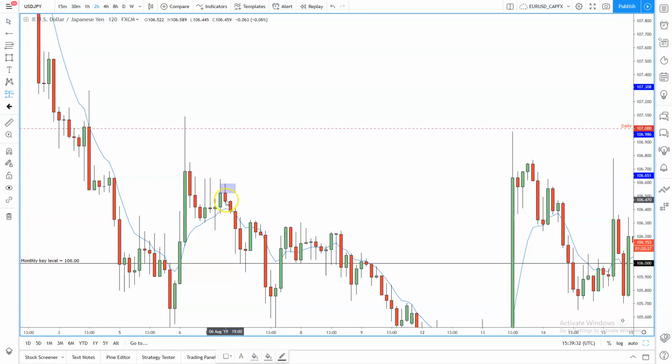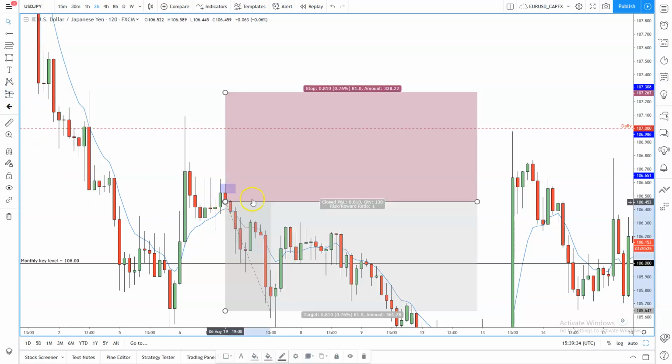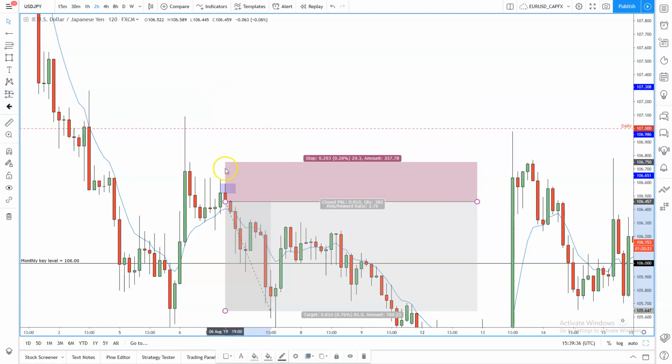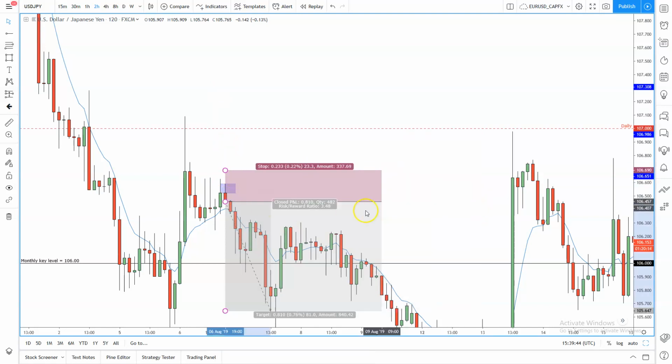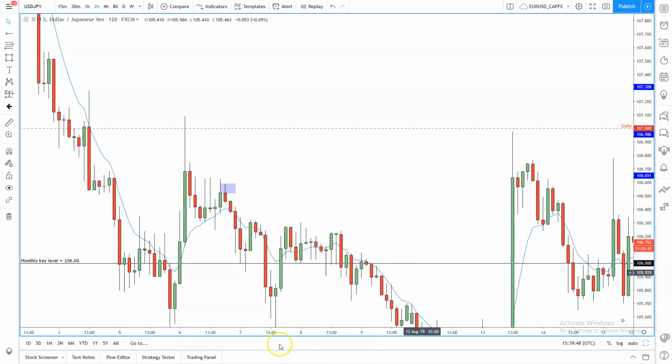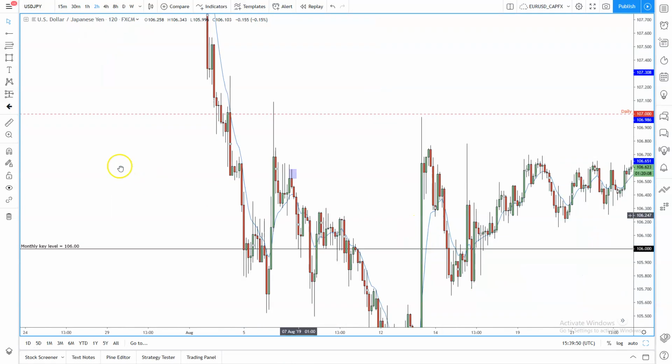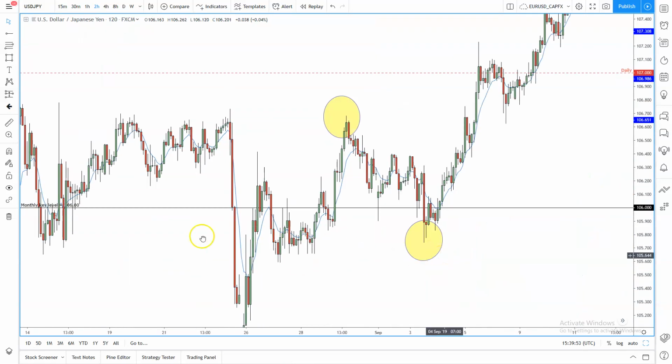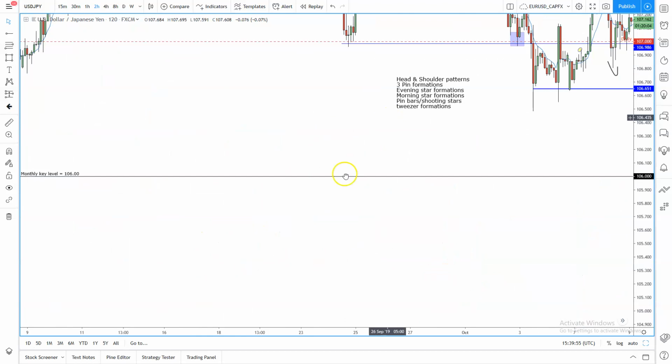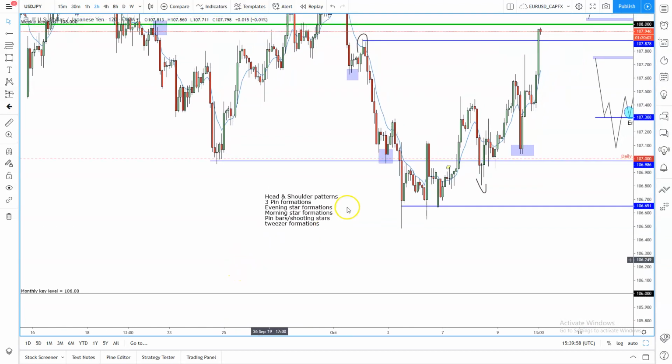So entry at the close of the shooting star. Then in terms of stop loss, 10 to 15 pips above, so 58, 68. Nice and tight stop loss there, and let the trade ride out. Alright, so just come back to, okay, so that was an example of shooting stars and pin bars.